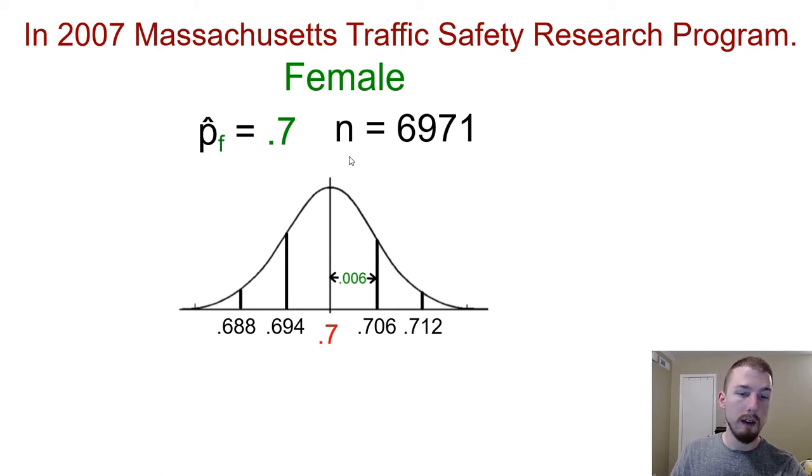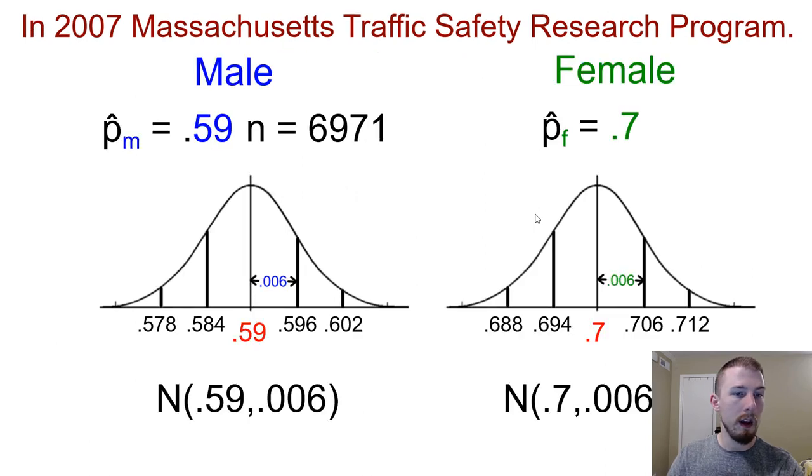Then out of 6,971 females, they found 70% of them were buckling up. That is a larger proportion than the males, and it would give us about the same standard deviation because it was the same sample size. Here we have them side by side, a little easier to see what's going on. The standard deviations are about the same, 0.6% and 0.6%. The difference is that the proportions are quite different, right? So we're expecting an 11% difference between our sample proportions.